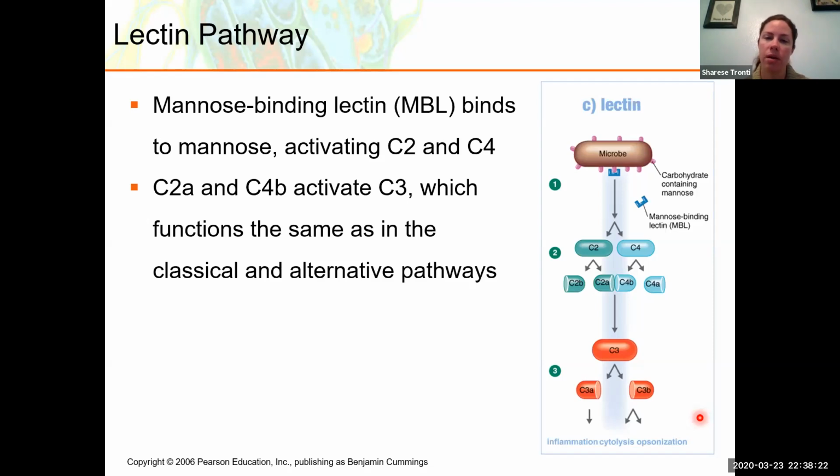And the last pathway is started with the binding of mannose binding lectin. Mannose binding lectin will bind to mannose. Mannose is on the surface of the microbe. So this binding here is going to activate C2 and C4. And that's very similar to the classical pathway. Those 2 split, C2A and C4B both come together to activate C3. C3 then splits into C3A and C3B. And of course, C3A and C3B will have their effects.